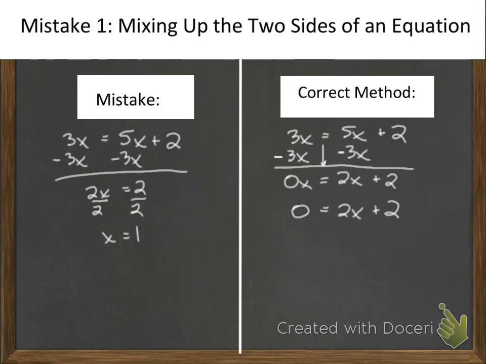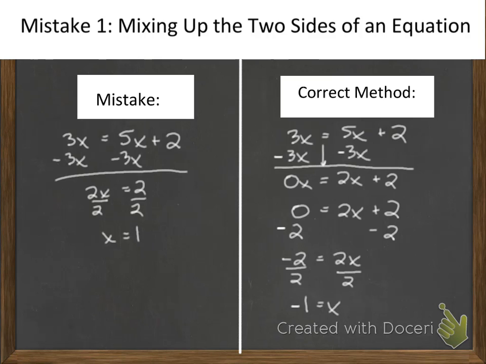Now we would need to subtract 2 from both sides. And then we have negative 2 is equal to 2x. We can lastly divide by 2, and we get x is equal to negative 1. Notice that's not the answer we got over here. So what went wrong in our mistake problem, and what could we have done to fix it?